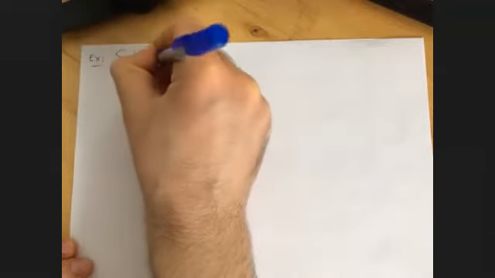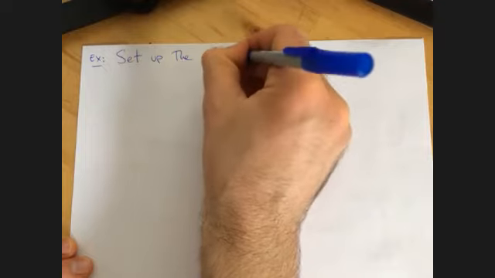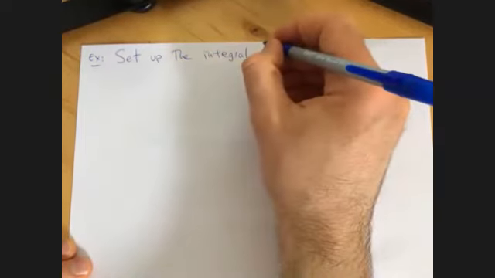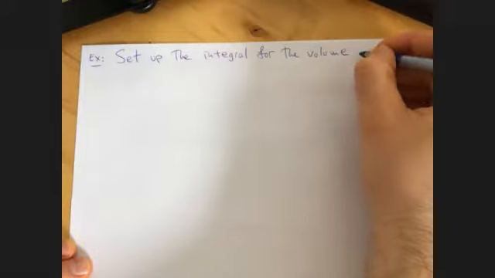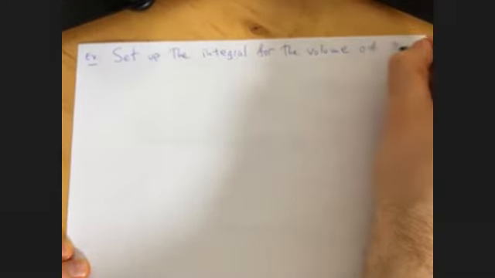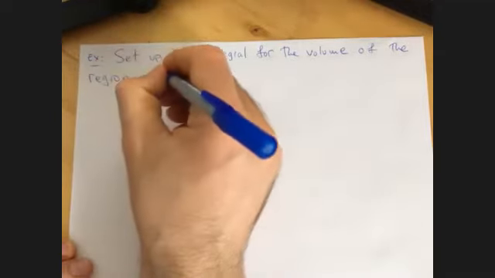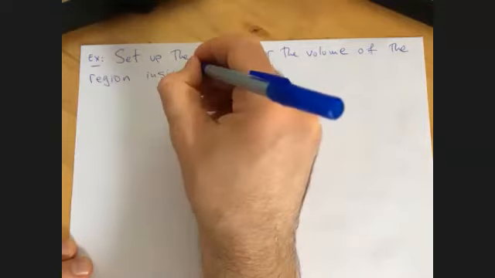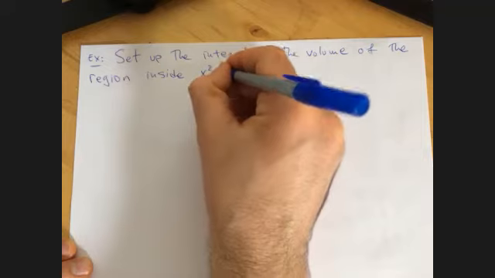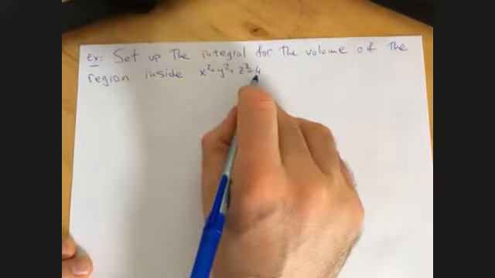set up the integral for the volume of the three-dimensional region inside x squared plus y squared plus z squared equal to 4. Okay, a sphere with radius 2 centered at the origin.